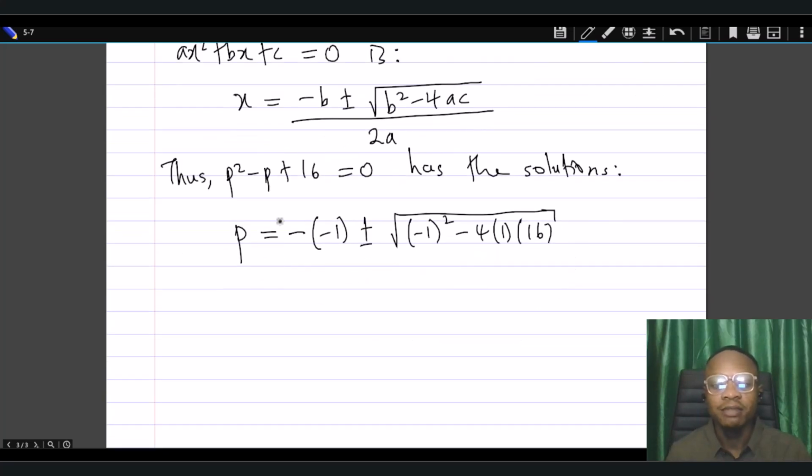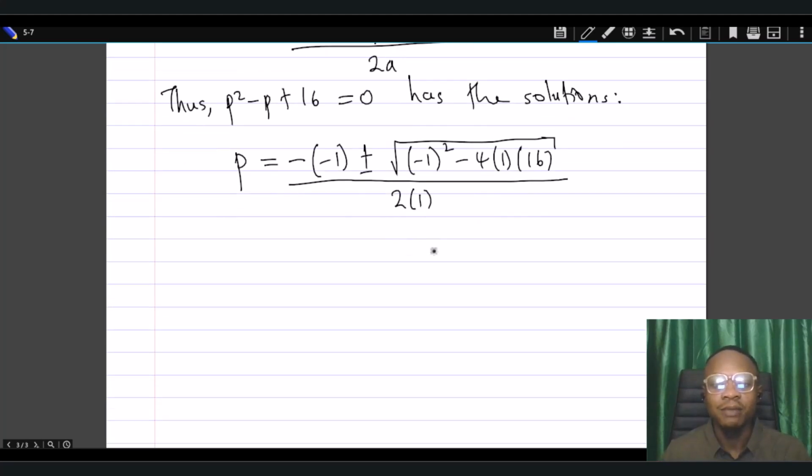And then we divide everything here by 2a. All of this divided by 2a, and this is 2 multiplying 1. And at the end of the day, p is equal to minus of minus 1, that is 1, then we have plus or minus the root of 1 squared. So let's forget about all of this, please. Let's get rid of all of these. This is just 1, okay, plus or minus.